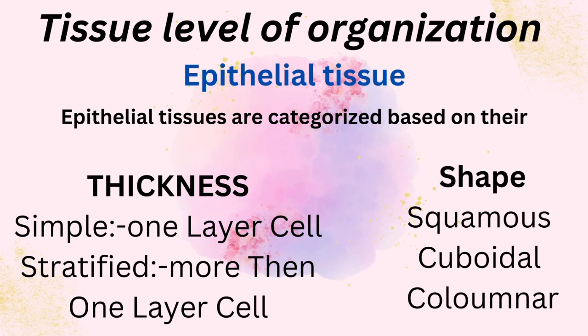Epithelial tissue is again divided into various parts based on their thickness and shape. According to thickness, simple epithelial tissue means one layer of cells, and stratified epithelial tissue means more than one layer of cells. Then according to shape, squamous, cuboidal, and columnar.